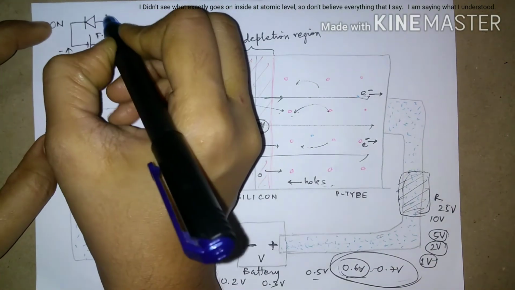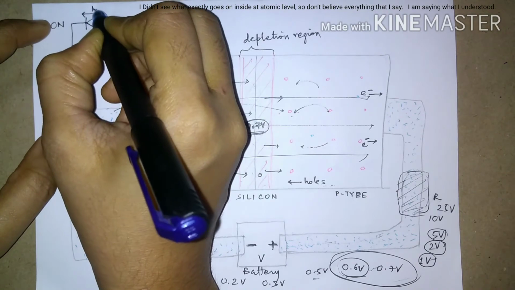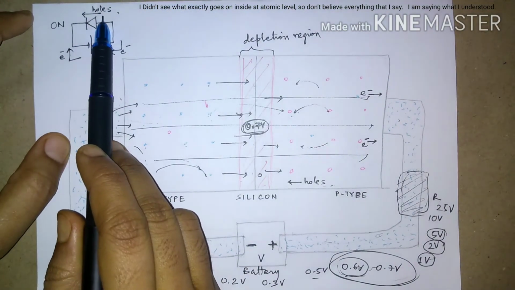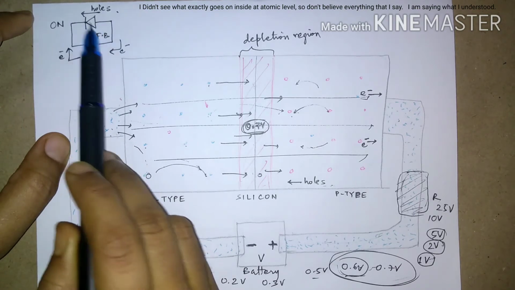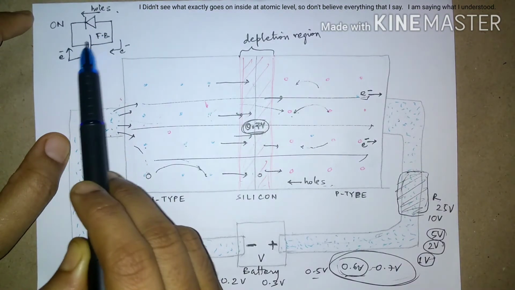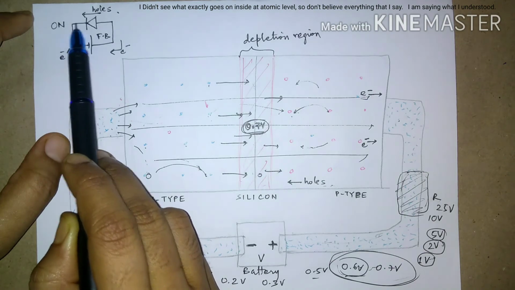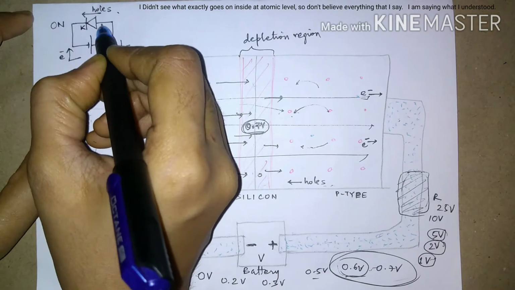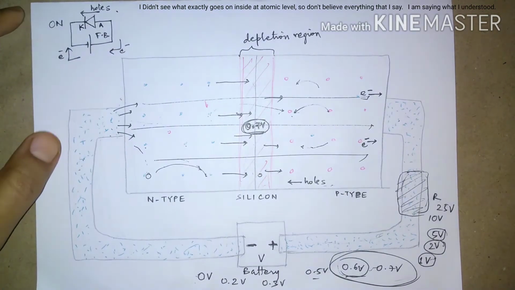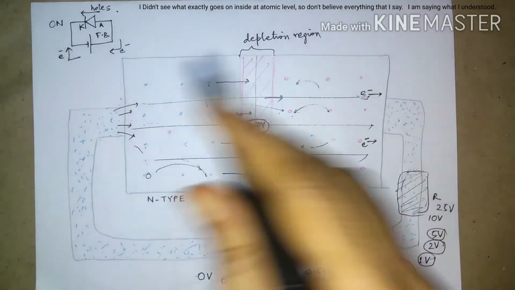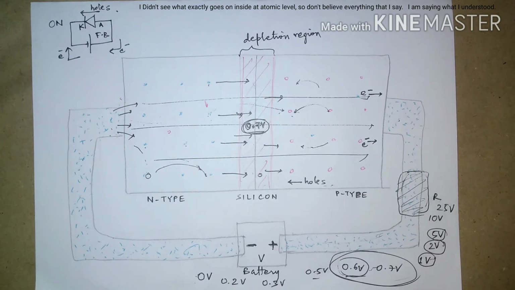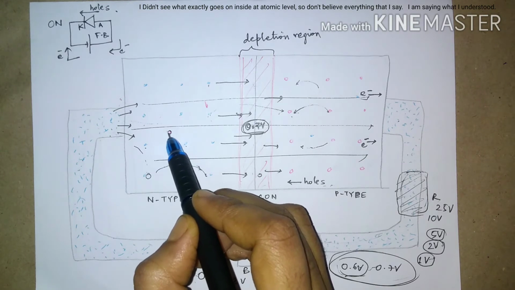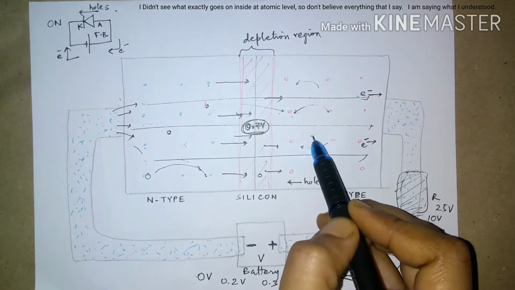That is how the holes move. Okay, here holes move from anode to cathode, which is nothing but conventional current, and electrons move from cathode to anode. Clear? So this is cathode and this is anode. This is what is happening in forward bias. And what about these minority charge carriers which are here?